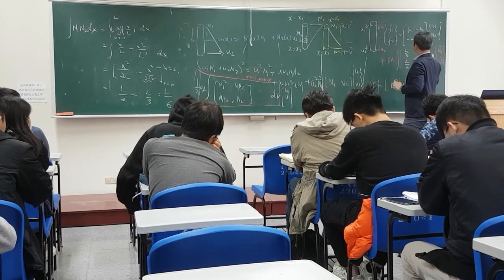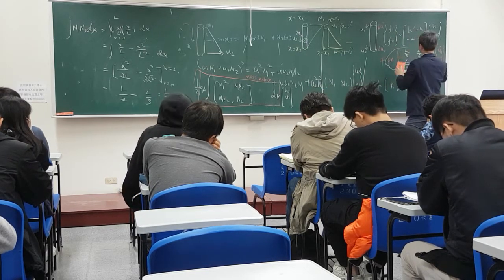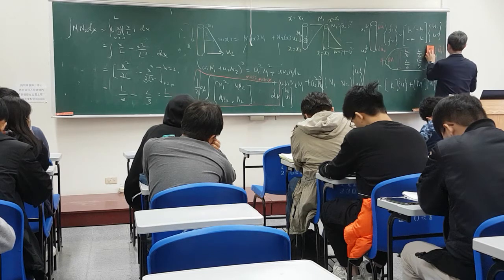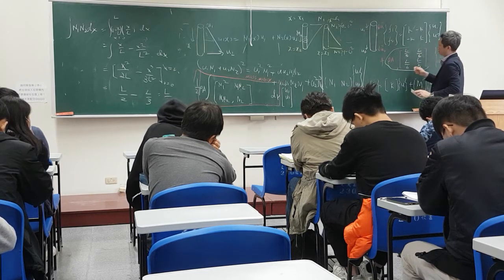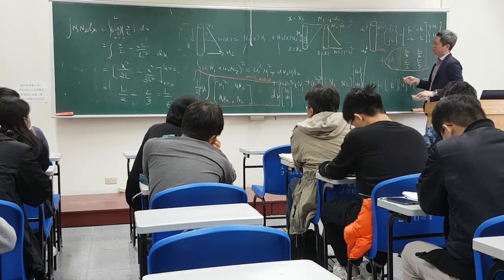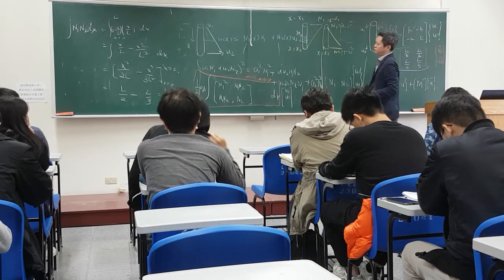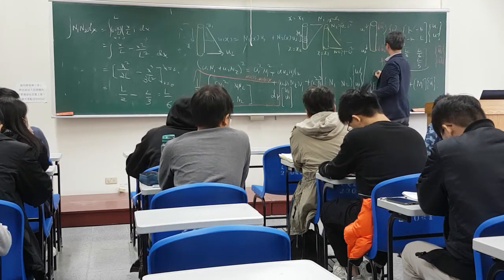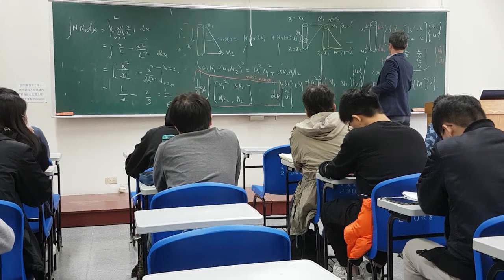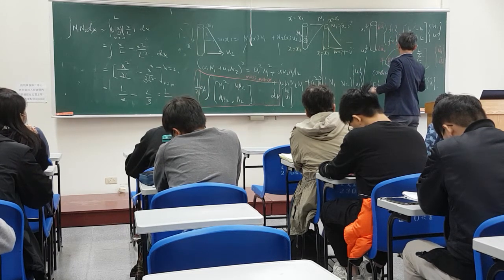So in this way, we can find out our mass matrix after the integration. And what's the name we have for this matrix? We call it consistent mass matrix.